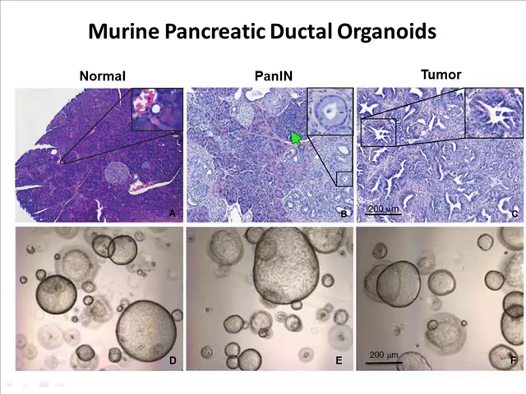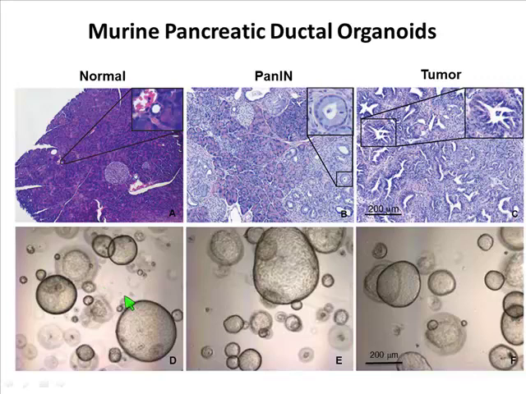Here's PanIN, the pre-invasive malignancies or pre-malignant lesions that you would see in humans or mice. And here's a proper tumor. You can prepare from this tissue within 48 hours something that looks like this. It looks like a balloon, and it's hollow in the middle. It essentially floats and lives in a gelatin substance you can purchase commercially called Matrigel. You can make it yourself.